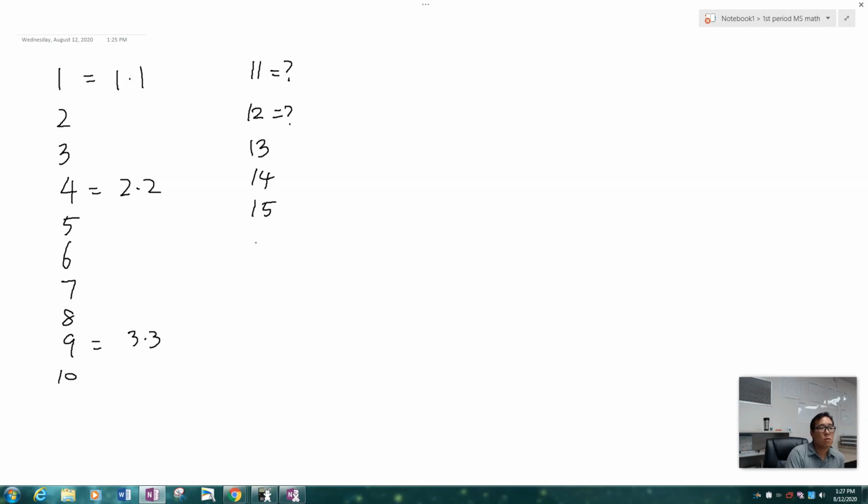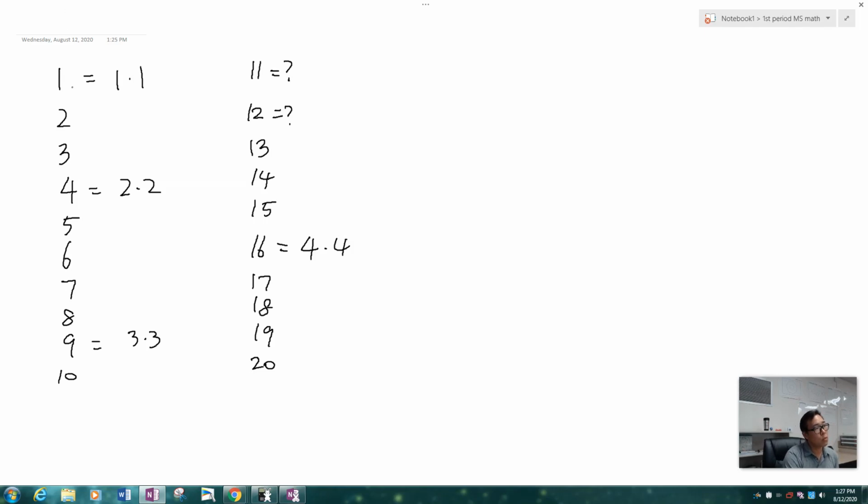15, no. 16, yeah, because I know 4 times 4, they are both integers, whole numbers. When you multiply, it becomes 16. So 16 is a perfect square. 17, 18, 19, no. 20, no. And do you see the pattern here?